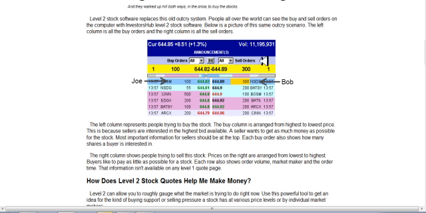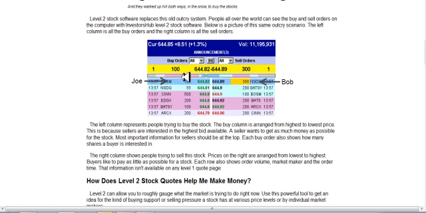The left column is basically the buy orders, and the right column is the sell orders. So for example, here's Joe, he'll say I'll buy 100, and here's the seller, who says I'll sell 300 shares. The left column represents people trying to buy the stock, and it is arranged from the highest to the lowest price, because sellers are interested in the highest bid available; the seller wants to get as much money as possible for the stock. The most important information for sellers should be at the top, and each buy order also shows how many shares a buyer is interested in, and that's a beautiful thing.